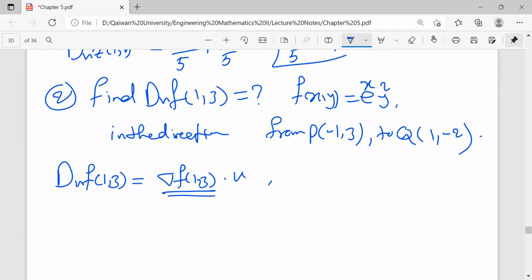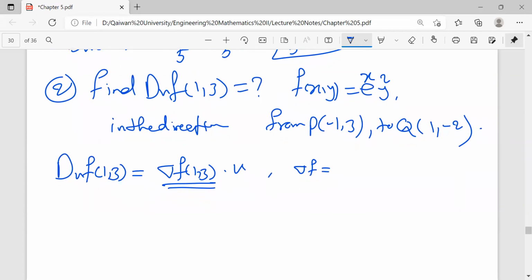We say grad f at xy equals f sub x times I plus f sub y times J. The partial derivative of this function with respect to x is itself, because the derivative of e to the power x is itself, and we have y squared which is a constant. It is e to the power x times y squared I plus the partial derivative of this function with respect to y, which is 2 e to the power xy.